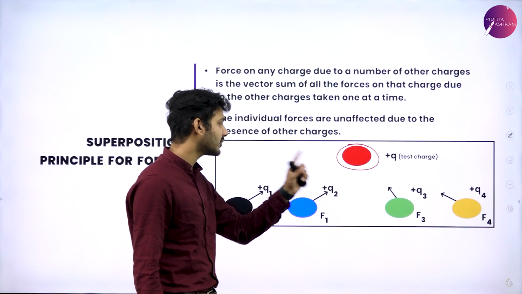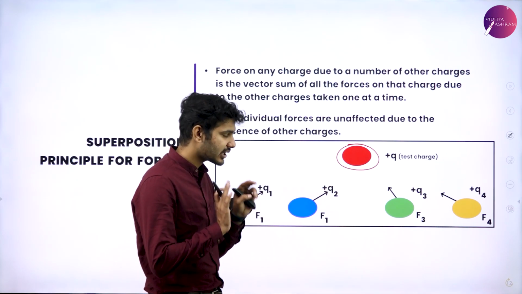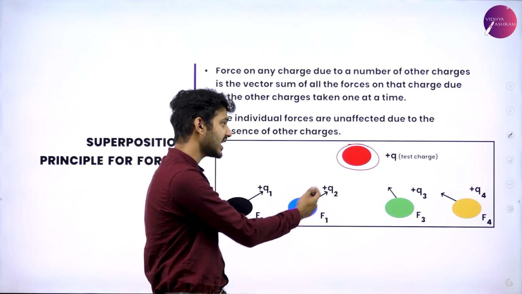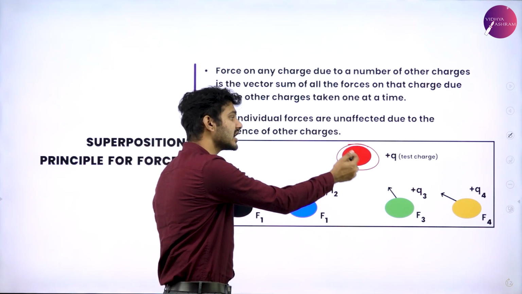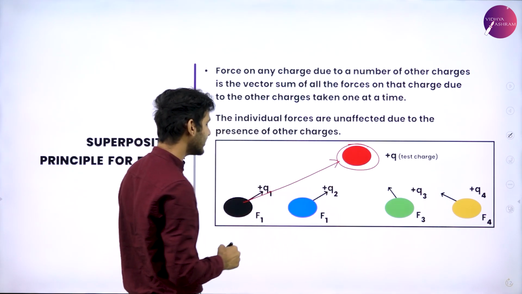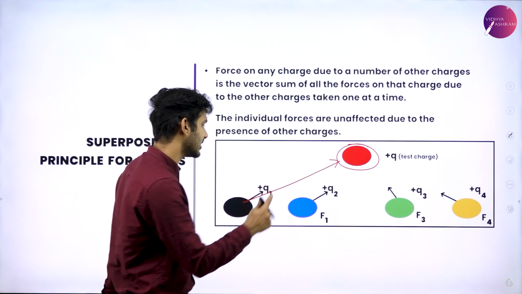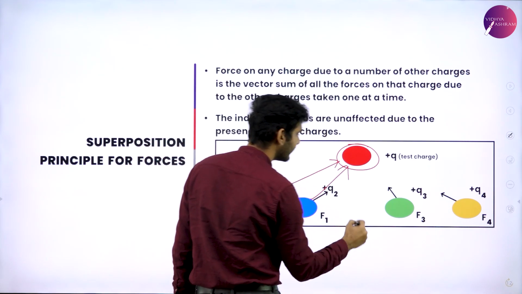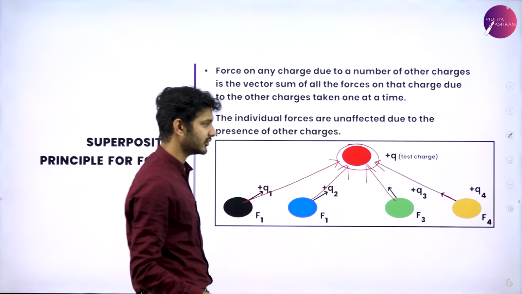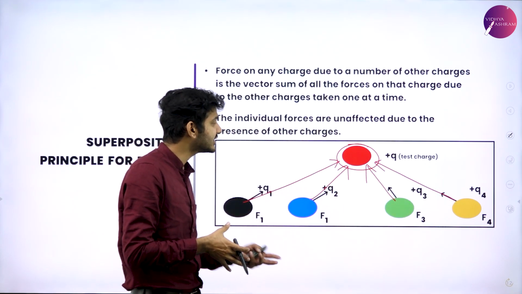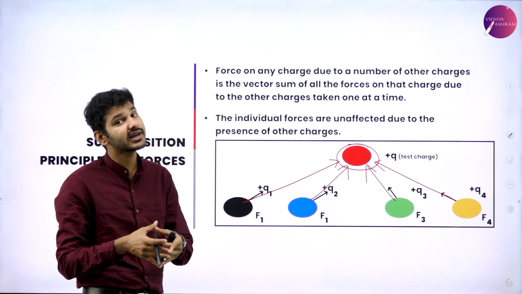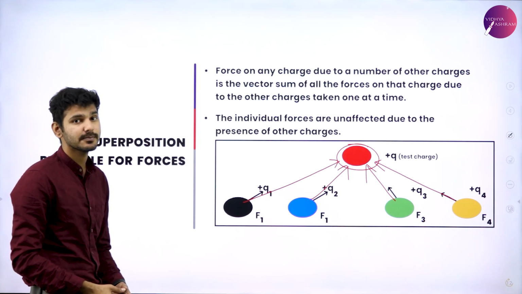That is, all of them are positive. So what they will do is try to push away from each other. So this pushing sense will have a force, and this force will be experienced by test charge Q. From here, charge Q1 will be exerting one force, Q2 will be exerting one force, Q3 will be exerting one force, Q4 will be exerting another force. So what is the force experienced by this test charge, that is plus Q?